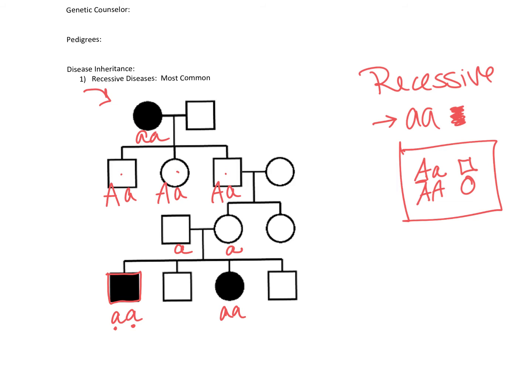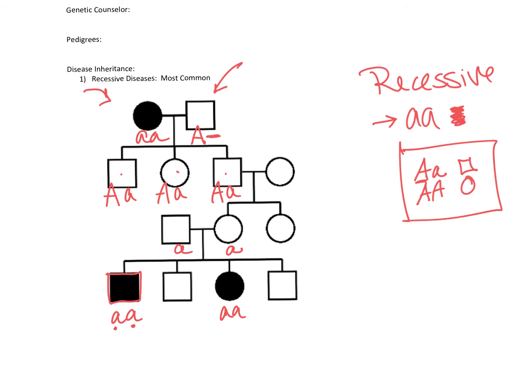Okay, now if we go above those 3 kids and we look at this great-great-grandpa, we know that he has to have a big A because he's not shaded. But can we tell what the other letter is? We don't. So he could be big A, big A, or big A, little a, looking at those kids. So we just put a hyphen after it.